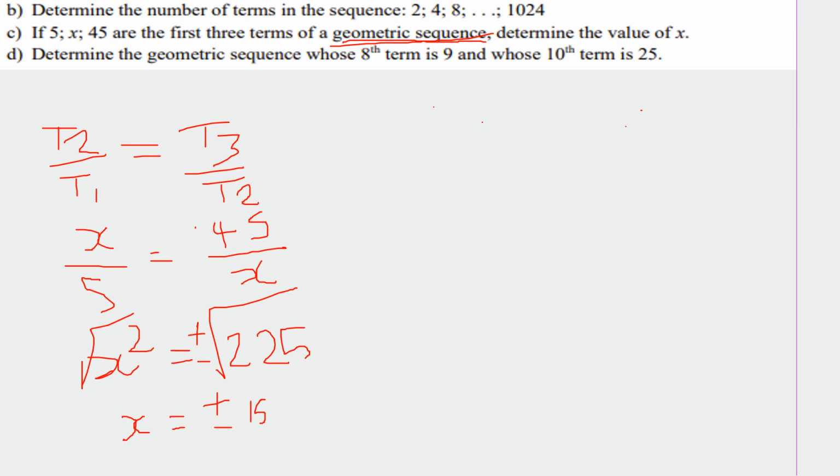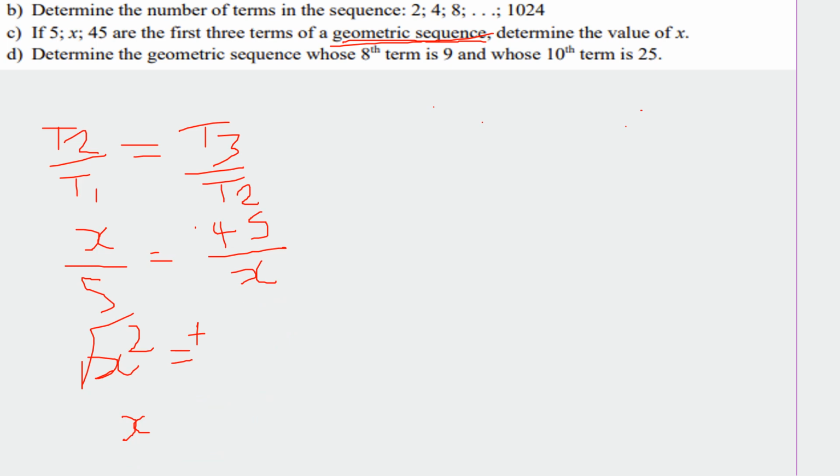If they had given us the next term, which is going to be the fourth term, and the fourth term is a positive number, then we would say the value of x will only be positive 15. But in this case, we don't know if the value of the fourth term will be negative or positive. Therefore, the value of x can either be negative 15 or positive 15.